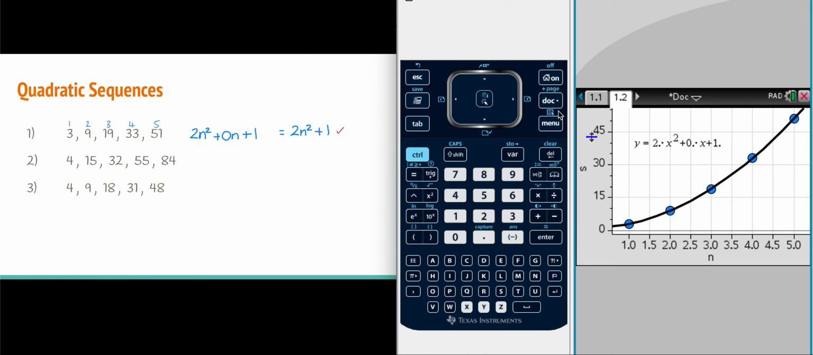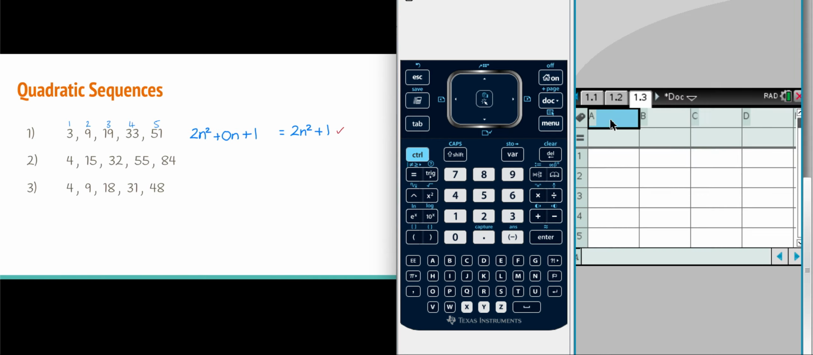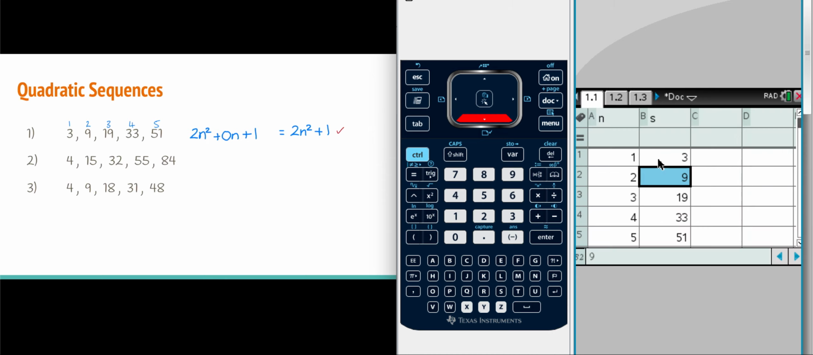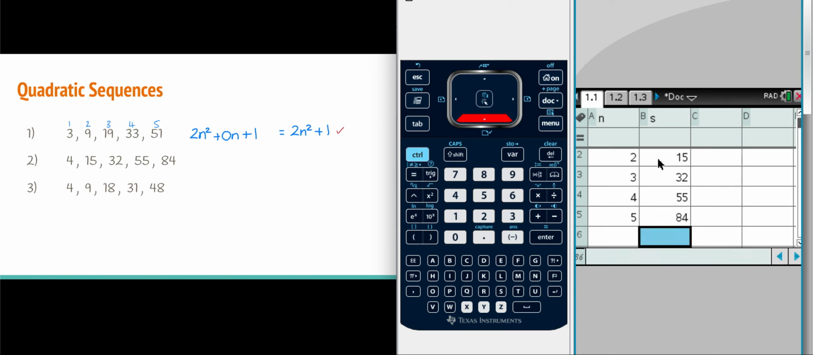For the second one, I'm just going to go back to the home, and then I'm going to click the spreadsheet again. So again, I've got my n. And you'll notice it brings up all of the same values, which makes it quite hard to do. So you've got 2 options here. The first one is just to keep in the original one and just to change these numbers. So I could just delete all of these, and I could write in the new sequence, which is 4, 15, 32, 55, and 84. And then I can go from there.